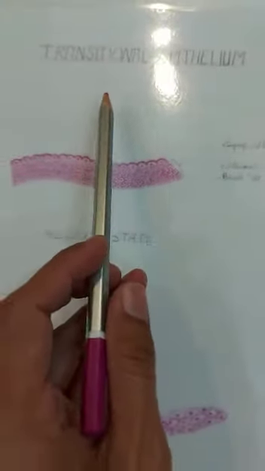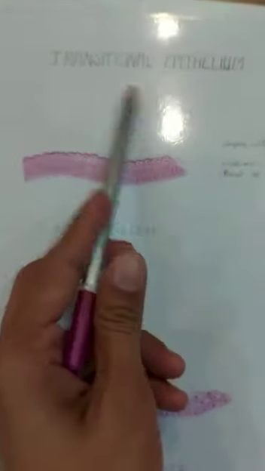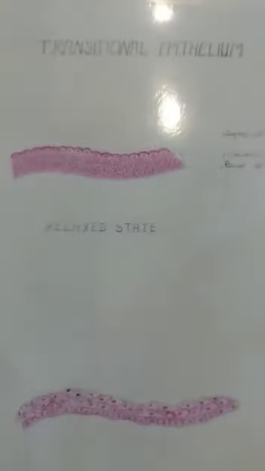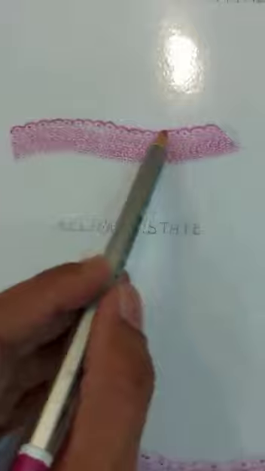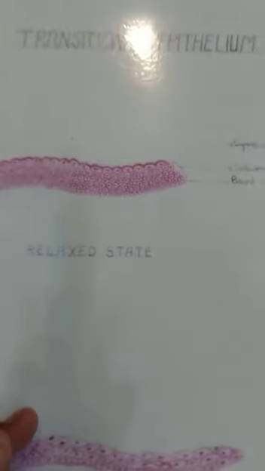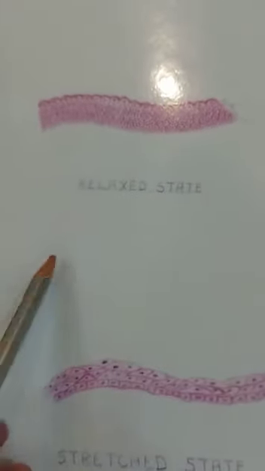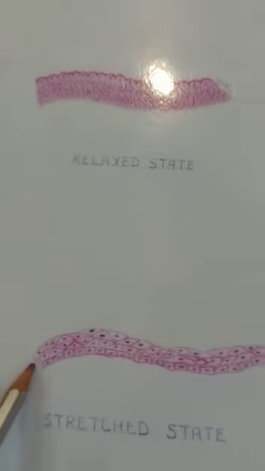Transitional epithelium typically lines most of the urinary tract. So to draw the transitional epithelium, the topmost layer is of the umbrella shaped cells or dome shaped cells. We will draw the transitional epithelium in 2 states, the relaxed state and the stretched state. In the relaxed state, we have more layers. In the stretched state, we have few layers of the cells.